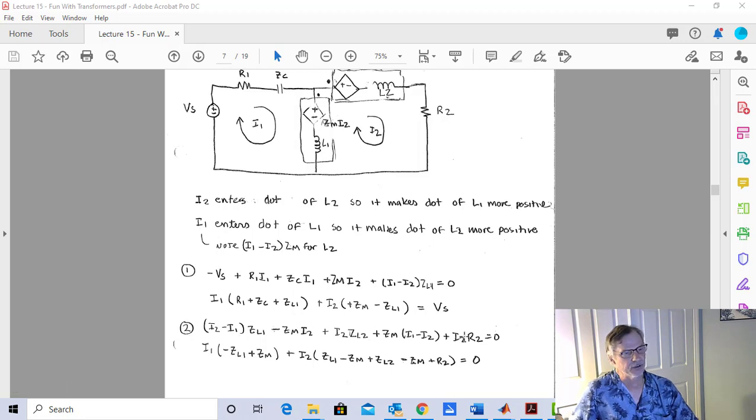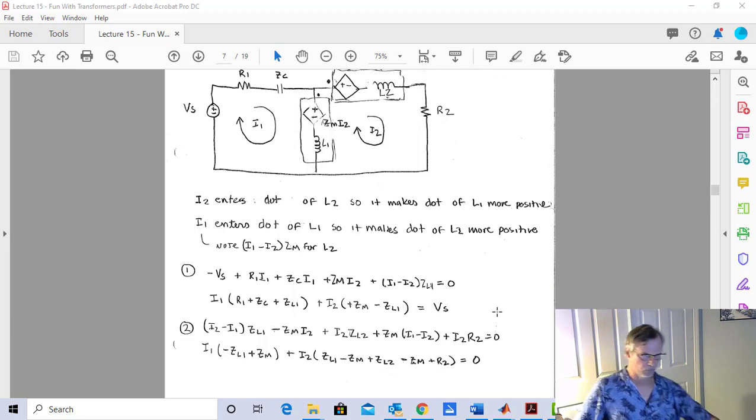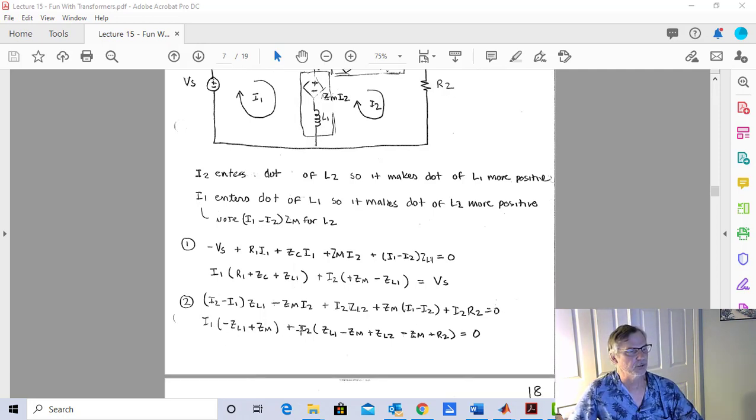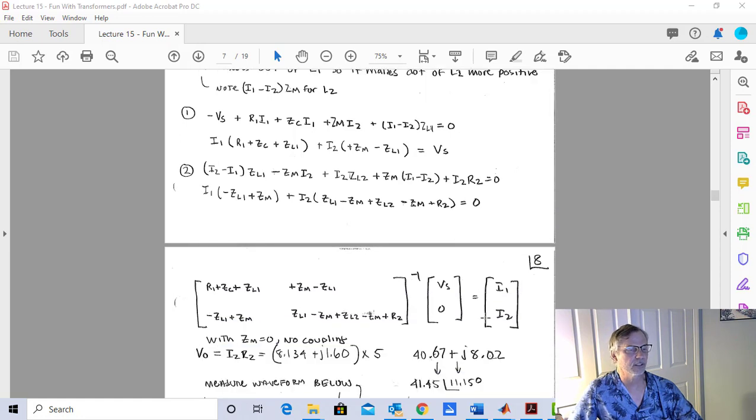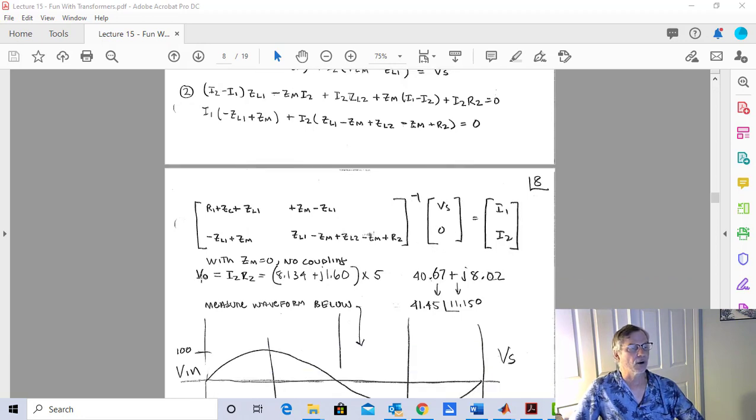And my order here is a little funny, but what we're going to do is we have ZL1 times I2 minus I1, minus ZM I2, plus ZM times I1 minus I2, plus I2 times ZL2, plus I2 R2 equals zero. And again, we arrange those so we separate out our variables and our constants, and we throw them into the matrix, and we get our V out, which is equal to I2 times R2.